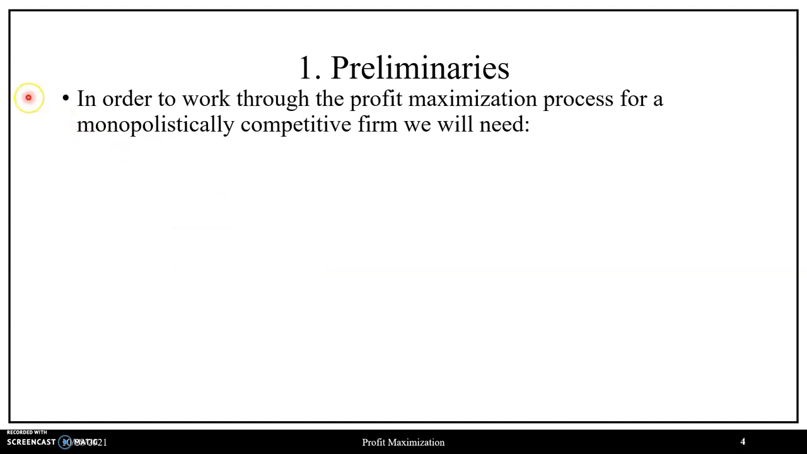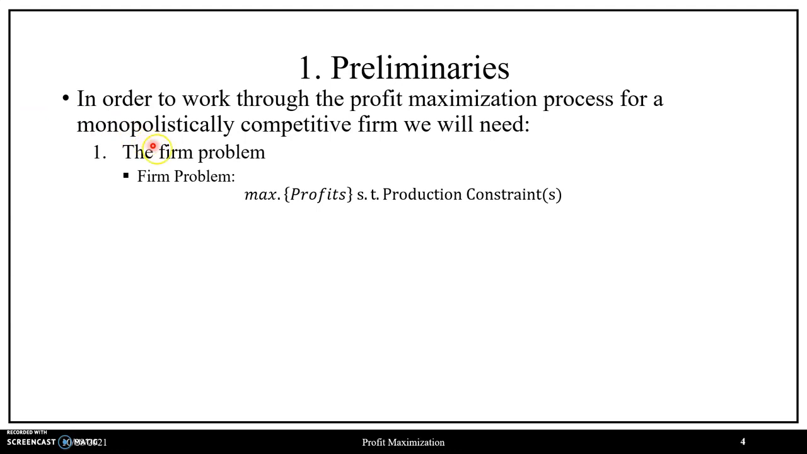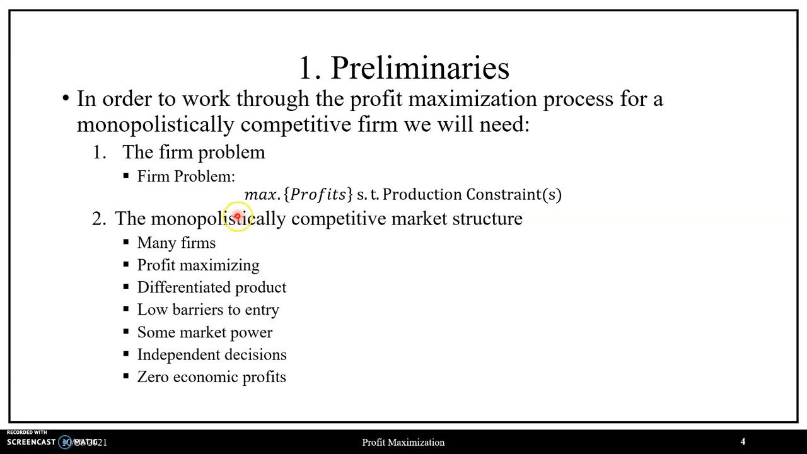Beginning with our preliminaries, as we saw when we were discussing prior market structures, to go through the profit maximization process for an individual firm, we will need two items. The first being our firm problem, maximize profits subject to the production constraint, and the second being our market structure assumption, in this case monopolistic competition, which entails the 7 characteristics of many firms in the space, who are profit maximizers selling a differentiated product in which low barriers to entry exist in the space. Each firm has market power due to selling differentiated products, allowing for brand loyalty. Each firm makes independent decisions, and we will expect zero economic profits in the long run.